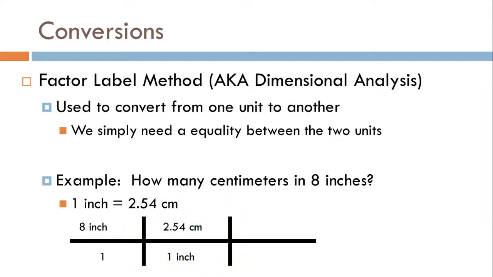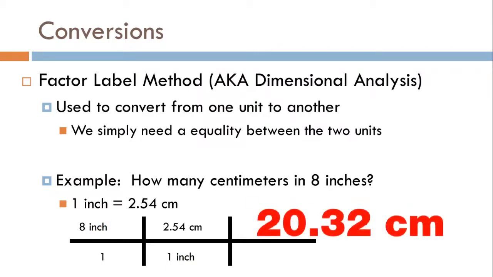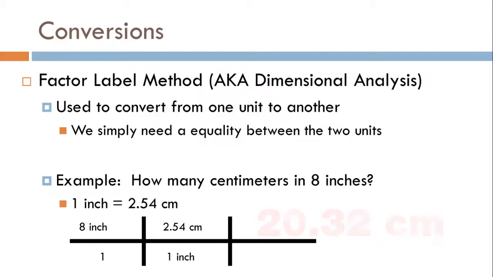All I have to do now is multiply across, and I'll get 8 inches times 2.54 over 1 times 1 inch. I'm going to cross out any labels that are both on a denominator and numerator opposite each other. So here I can cross out inches. That will leave me with just centimeters. And there is the answer right there. That is how many centimeters are in 8 inches.